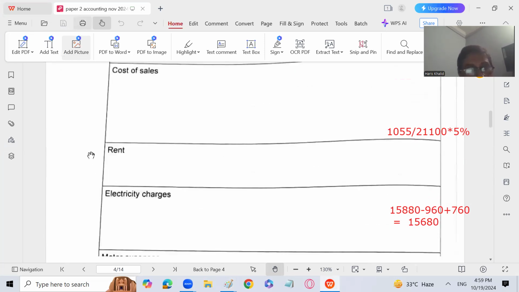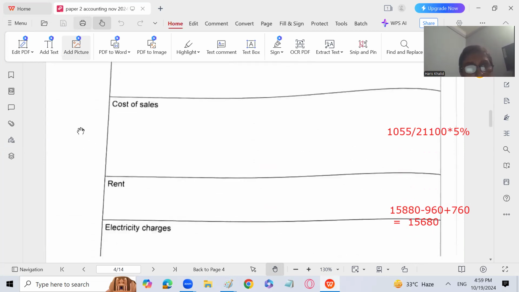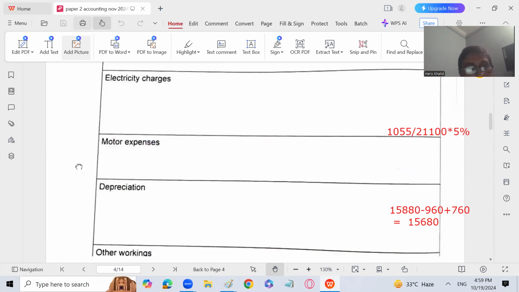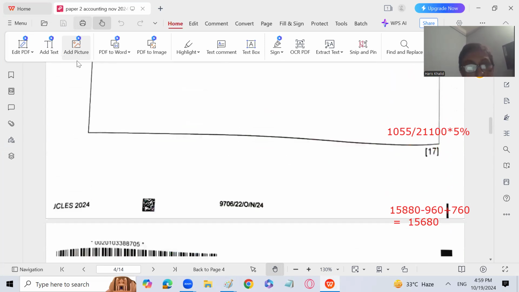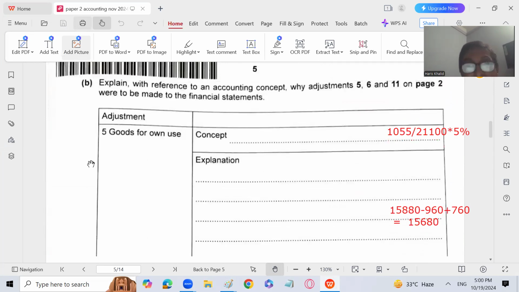The next part is the working, and we have already gone through all the workings for revenue, cost of sales, rent, electricity charges, motor expense, depreciation, and other workings required. Now we have to go for this. Explain with reference to an accounting concept why adjustments 5, 6, and 11 on page 2 were to be made to the financial statements. So we have to go for the adjustments, that is, the accounting concepts.